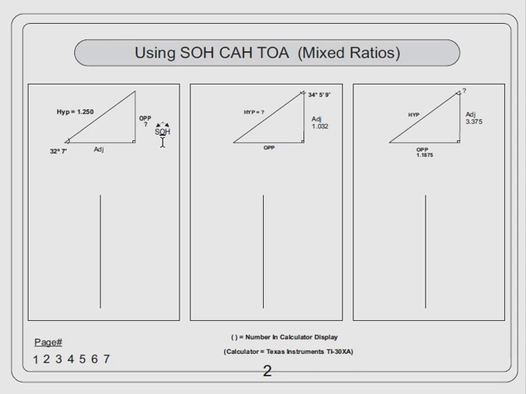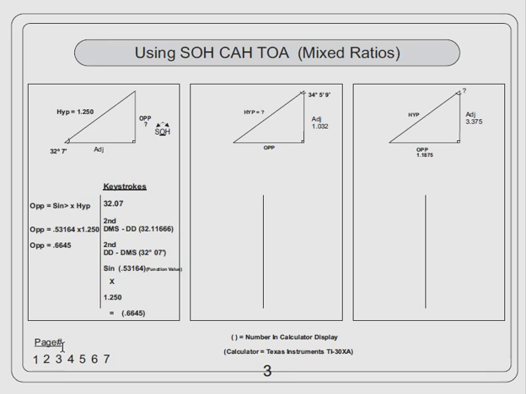Now we have an unknown value in the middle here with the underline, and that's the opposite. And the SOH CAH TOA tells us the math solution is to multiply the sine of the given angle times the hypotenuse. And here is our math solution. The opposite value is equal to the sine of the angle times the hypotenuse. The sine of the angle is 0.53164 times 1.250. And the solution, or the answer, is 0.664005.